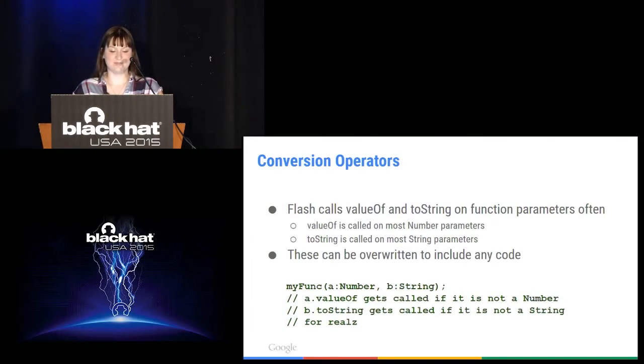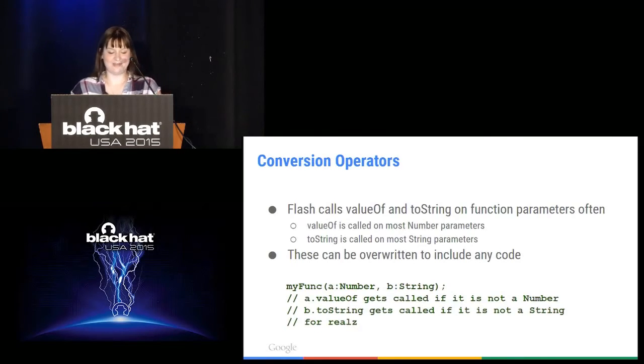They're implemented in ActionScript 2 and also to some extent in JavaScript. And basically they're used for conversion. So the two most common of them is valueOf, and this is called when you need to convert an object to an integer. And there's toString, which is used to convert an object to a string, and this is used very frequently for logging.